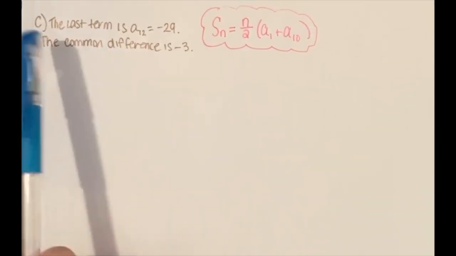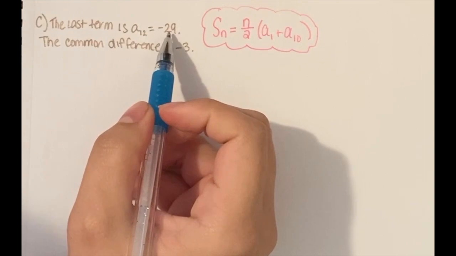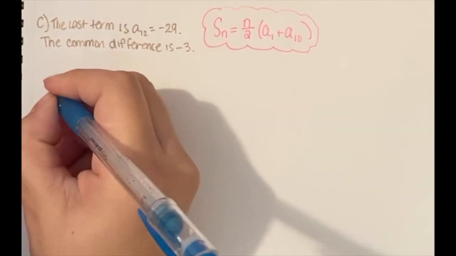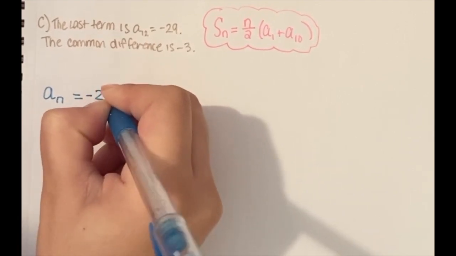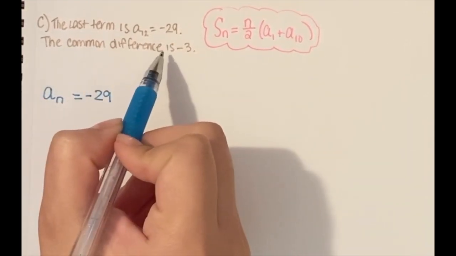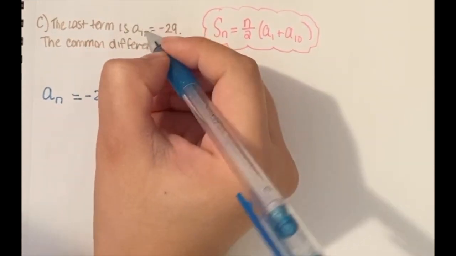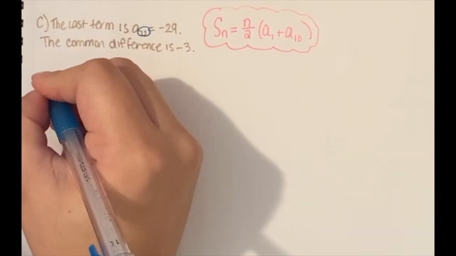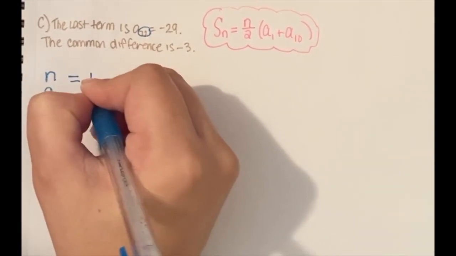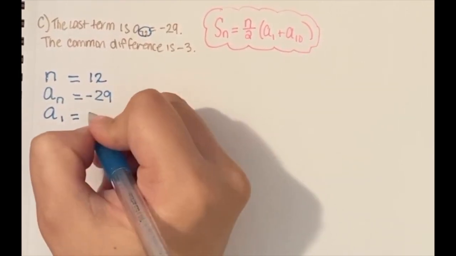Example C is similar to example B in that we're not given one of the terms we need. We are told that the last term is negative 29. So the last term will be negative 29. And the common difference is negative 3. Well, we are actually given the number of terms too. If a sub 12 is the last term, that means there are 12 terms. So n is 12. What we're not given is the first term. We don't know what that is.